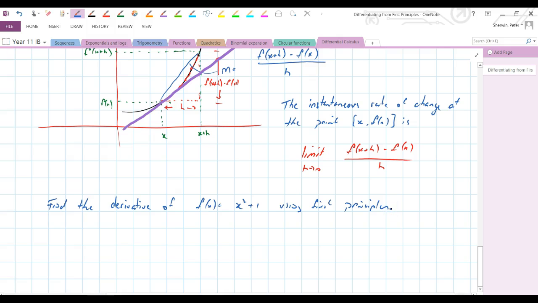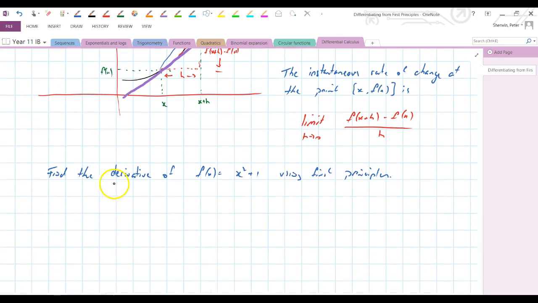Now, we'll get to a shortcut method later, but first principles means use this limiting process. The derivative is what we find when we find this gradient and apply this limit. It's also called the gradient function. It finds you the gradient of the curve, the instantaneous rate of change at a point, where we've got a variable rate of change. So that's what the derivative means.